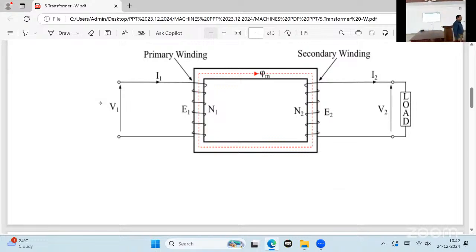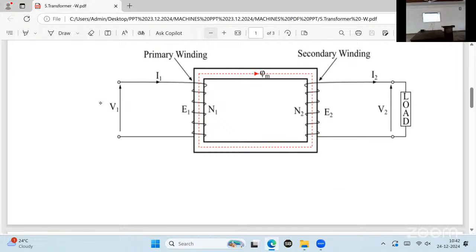Explain the working principle of transformer. Derive the EMF equation of a transformer. Problems on EMF equation of a transformer. Construction of a transformer. We'll get this kind of questions.